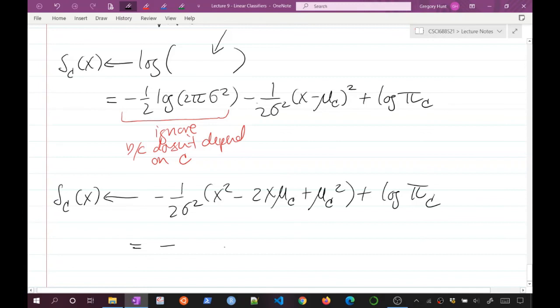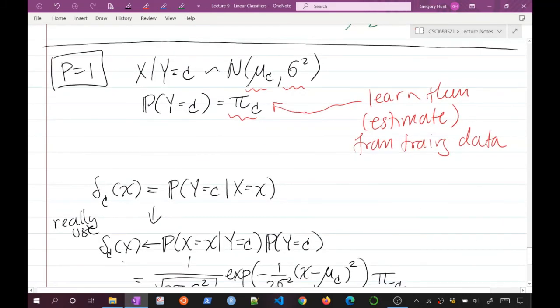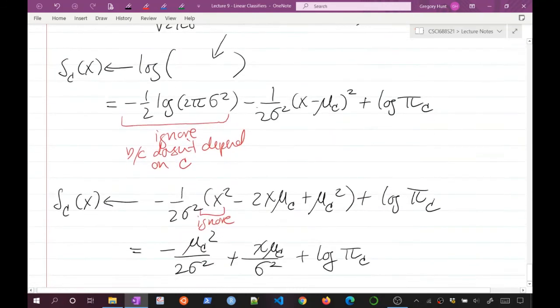And that is equal to, with some rearrangement, negative mu c squared over 2 sigma squared plus x mu c over sigma squared. And we can also ignore, for the same reasons, the x squared term. It's not going to depend on c, so you can remove it from your discriminant function. And we'll have a log of pi sub c on the end. So what we're doing is deriving the discriminant function. This is how you'd actually calculate it.